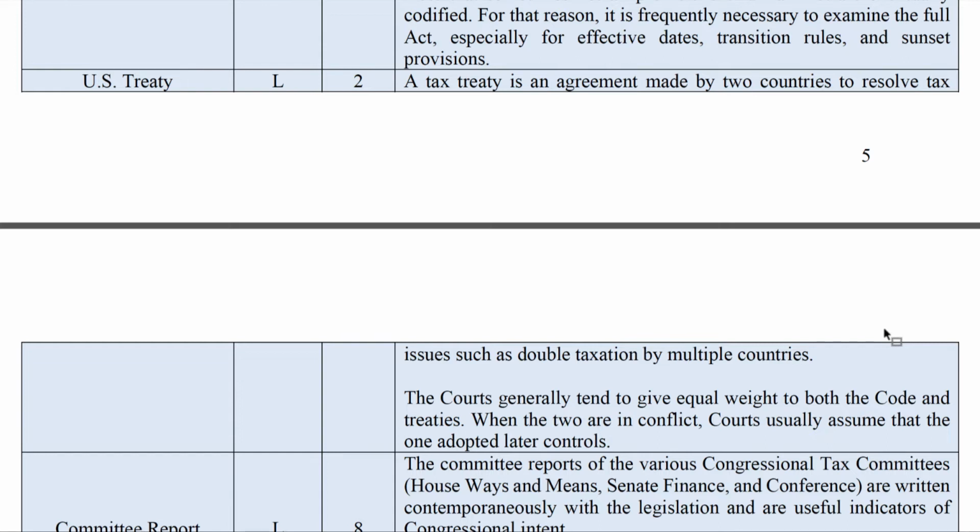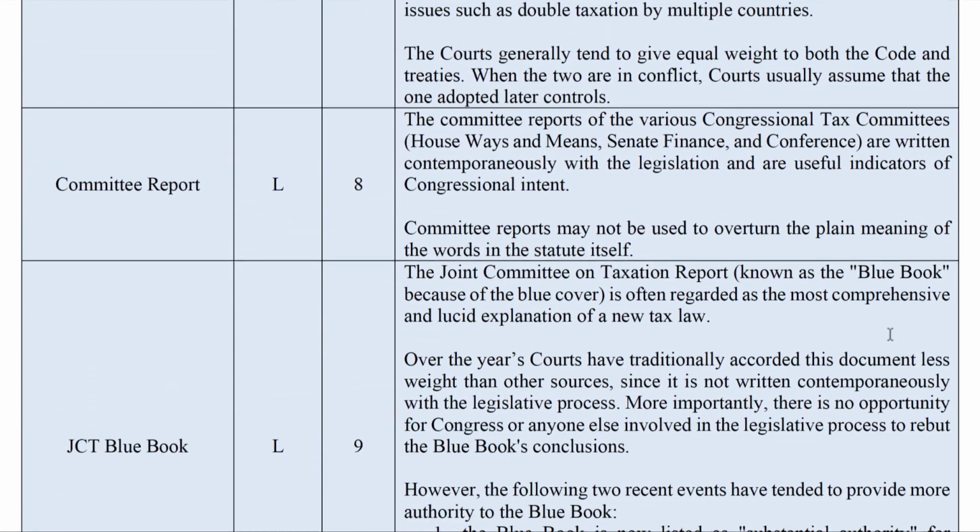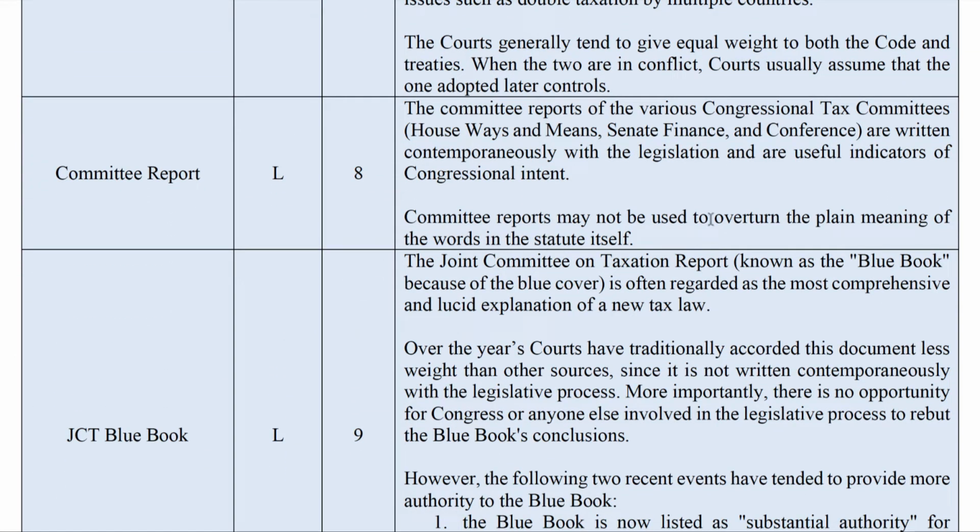Okay. All right. The next thing, committee reports. So committee reports are non-binding. They're legislative and they're an 8 out of 10. So remember, 1 through 5 binding, 6 through 10 non-binding. So it could be viewed as persuasive.